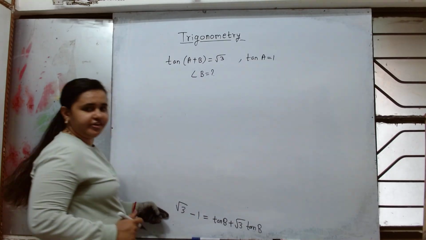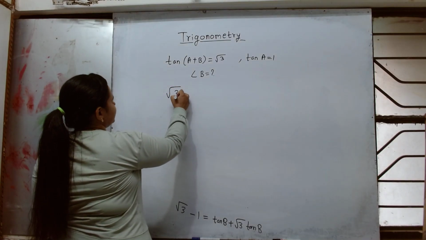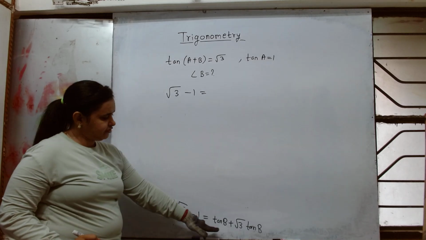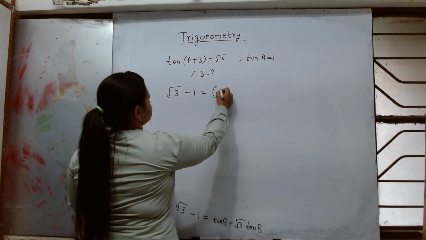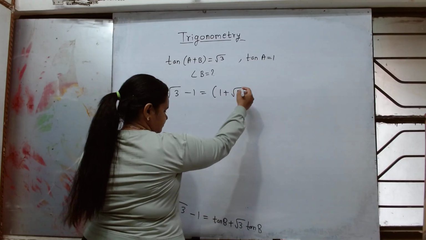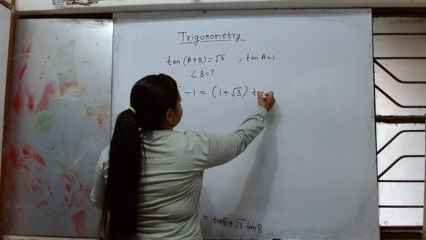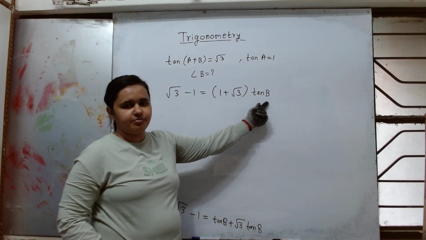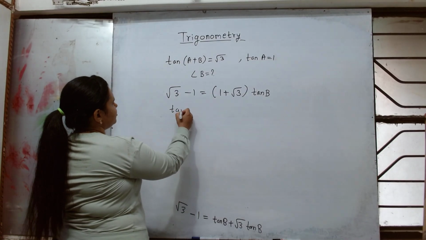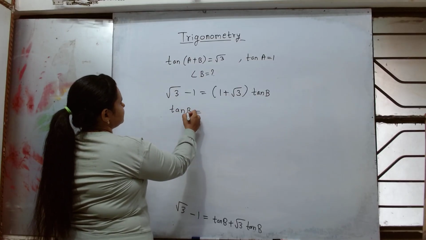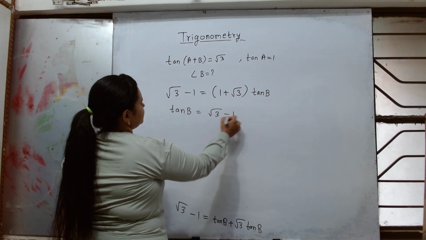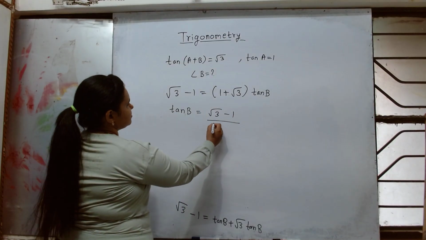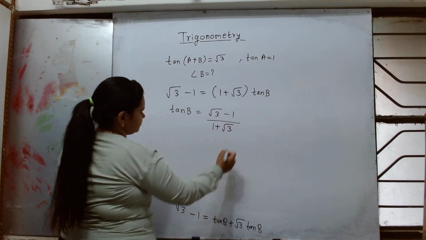Now continuing this, it will be root 3 minus 1. Now if we take tan b common from this, it will be 1 plus root 3 into tan b. Now it is 1 plus root 3 multiplied by tan b. We can write the value of tan b as root 3 minus 1, and this 1 plus root 3 will come to this side. It will be in division. It will be 1 plus root 3.